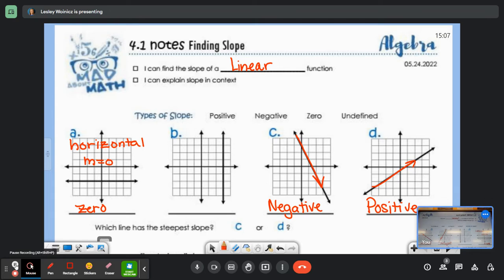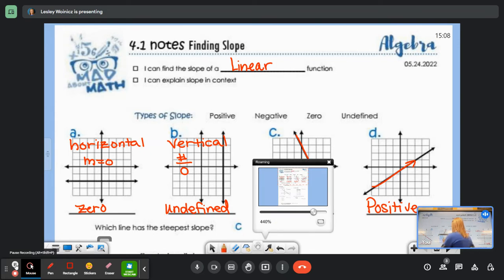Okay, what about the undefined slope? It's B. Big surprise. Undefined. Okay, have any of you ever tried to divide a number by 0 on your calculator? Yep, what do you get? You get an error message because it's undefined. So this is a vertical line. Anytime you divide a number by 0, for slope, you get an undefined slope.